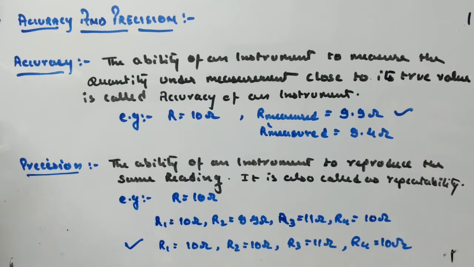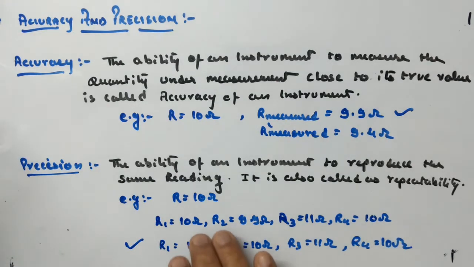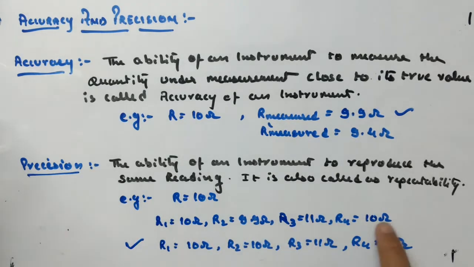Okay, so for example, if you have a resistance of 10 ohm and you take 5 readings from one instrument, that is R1 10 ohm, R2 9.9 ohm, R3 11 ohm, R4 10 ohm, these are the values of resistance shown by instrument 1 when you took 5 readings. The same resistance appears as 10 ohm, 9.9 ohm, 11 ohm, 10 ohm. Now for the second instrument, we did the same process.